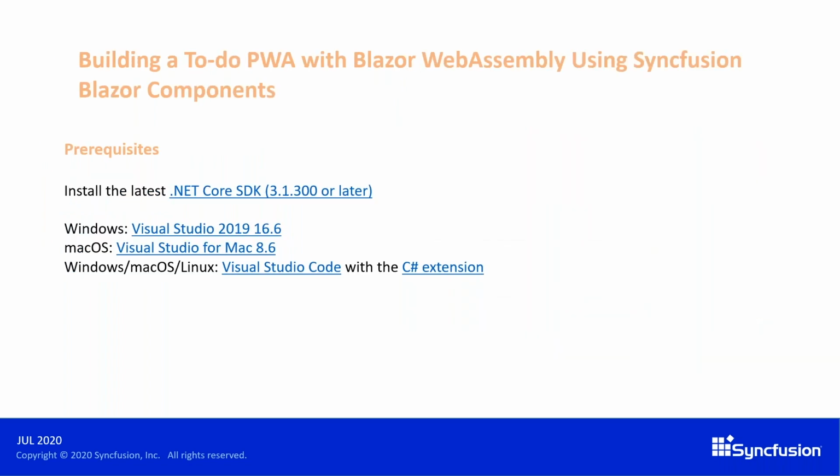Okay, we are jumping into the main part of the session, building a to-do PWA, progressive web app, with Blazor WebAssembly using Syncfusion Blazor components. Prerequisites are .NET Core SDK 3.1 or later. Based on your OS, you need to choose your IDE like Visual Studio or Visual Studio Code.